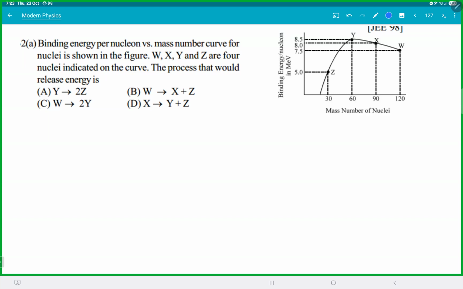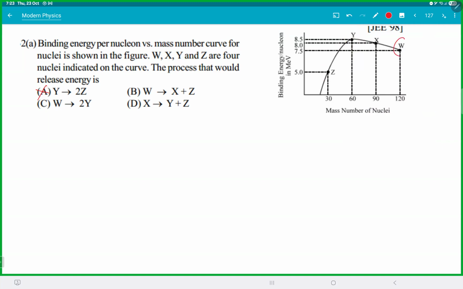Now see, one way to guess this, we can clearly see Y is the most stable nucleus, isn't it? Means everyone will want to become Y. Making sense? Now look at the options. Y is becoming 2Z. That doesn't make sense, isn't it? Why will a stable nucleus decay and become less stable? The first option is wrong.